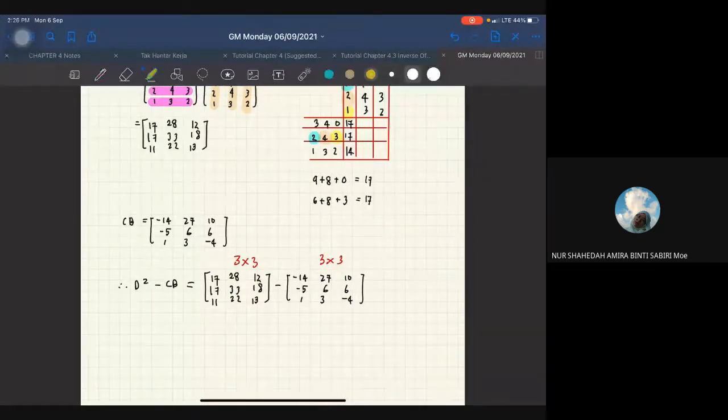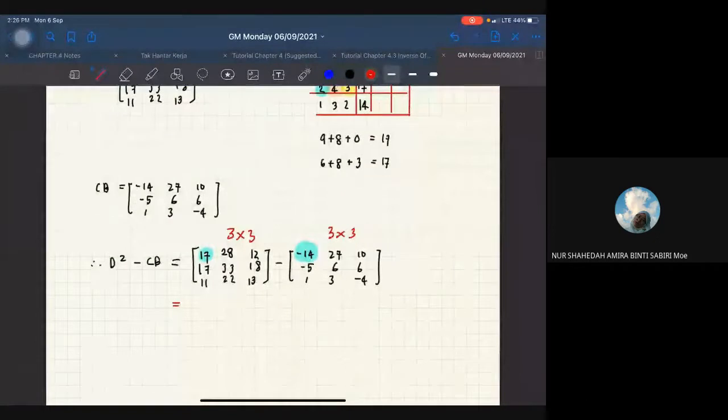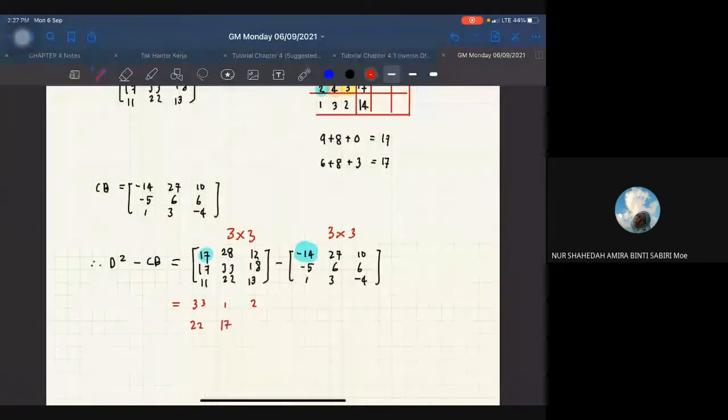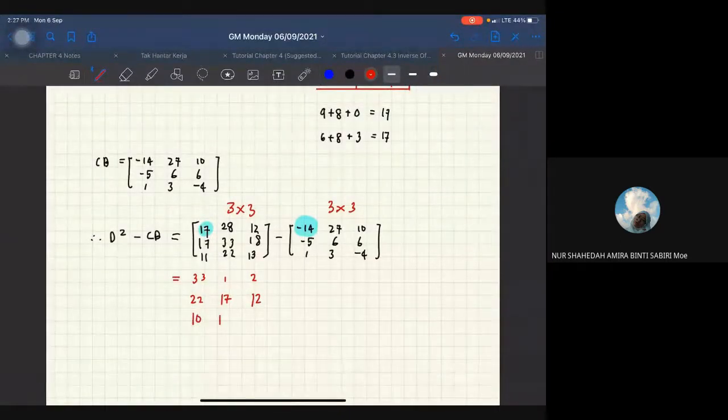Nak tolak senang saja. Awak cuma perlu tolakkan setiap elemen. Kita tolakkan elemen row 1, kolom 1 matrix yang pertama dengan elemen row 1, kolom 1 matrix yang kedua, dan seterusnya. So you will have 17 minus 14... 17 plus 14 is 33. Then 28 tolak 27, 1, 12 tolak 10, 2, 17 tambah 5, 22. 33 tolak 6 is 17, 18 minus 6 is 12. Then 10, so 19, lastly is 17. Okay, so ini jawapan akhir awak.